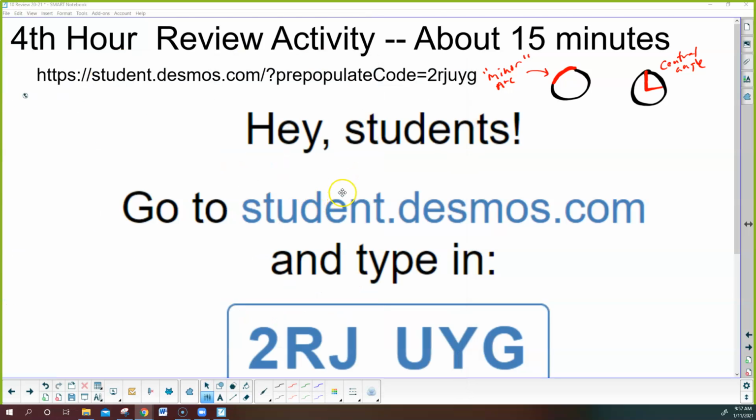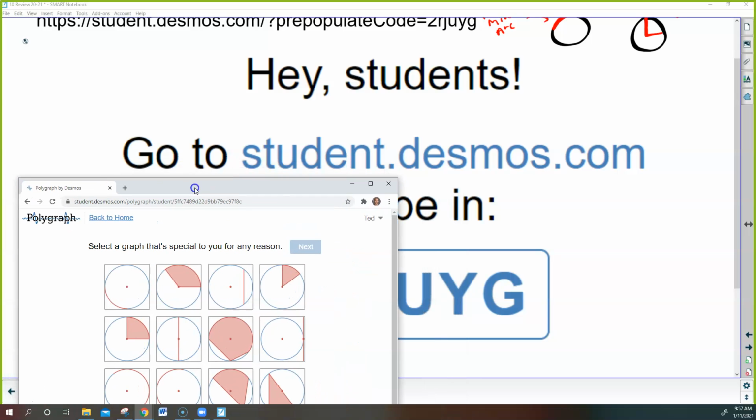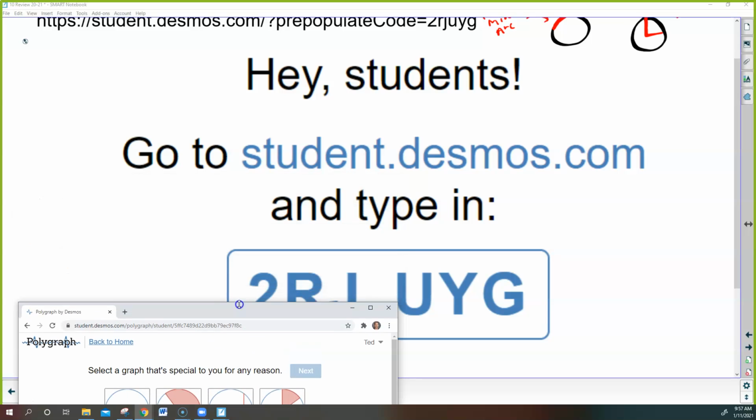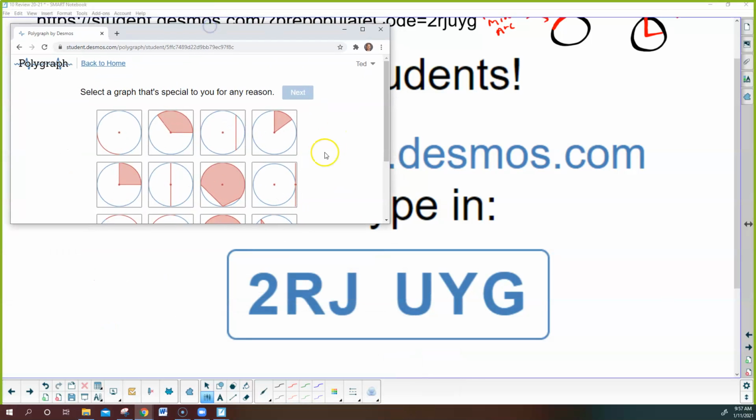Okay, so what I'd like you to do is go to student.desmos.com and type in 2RJUYG, and then select the polygraph. It should be the only thing on there. You're going to select the polygraph option. I think I can get this out of the way. Maybe.